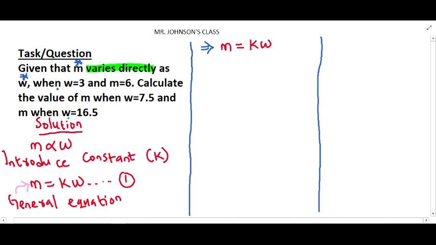The next part says when W is 3, please pay attention to this, and M is 6. So I substitute 6 for M, and K is a variable, I don't know what K is, and W is 3 according to this question stem. So multiply by 3. 6 equal to K times 3 gives me 3K. I like to bring my numbers before variables. So what do I do from here? From this point, I divide both sides by 3.